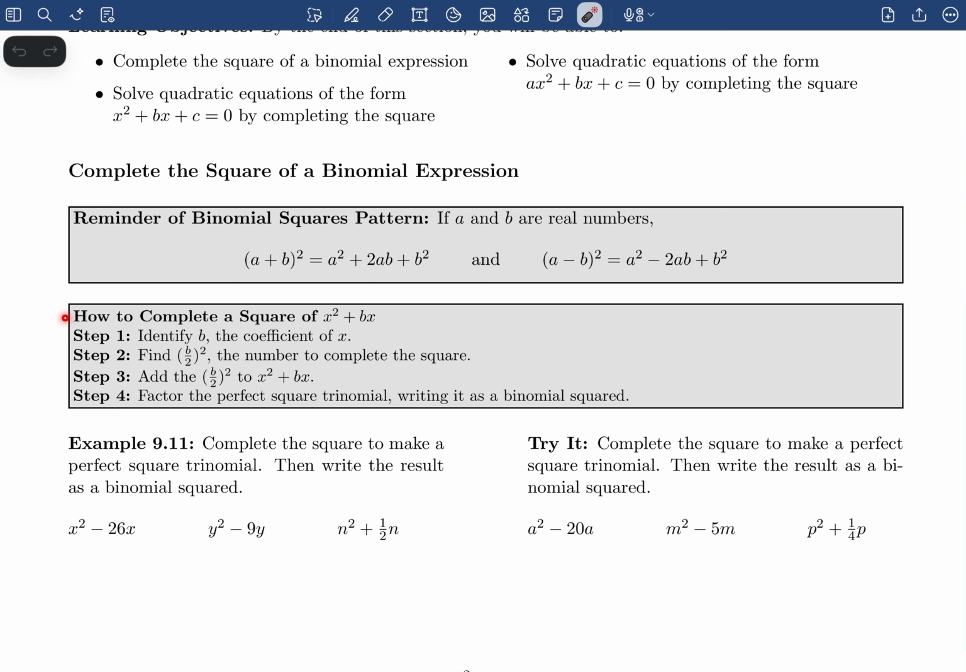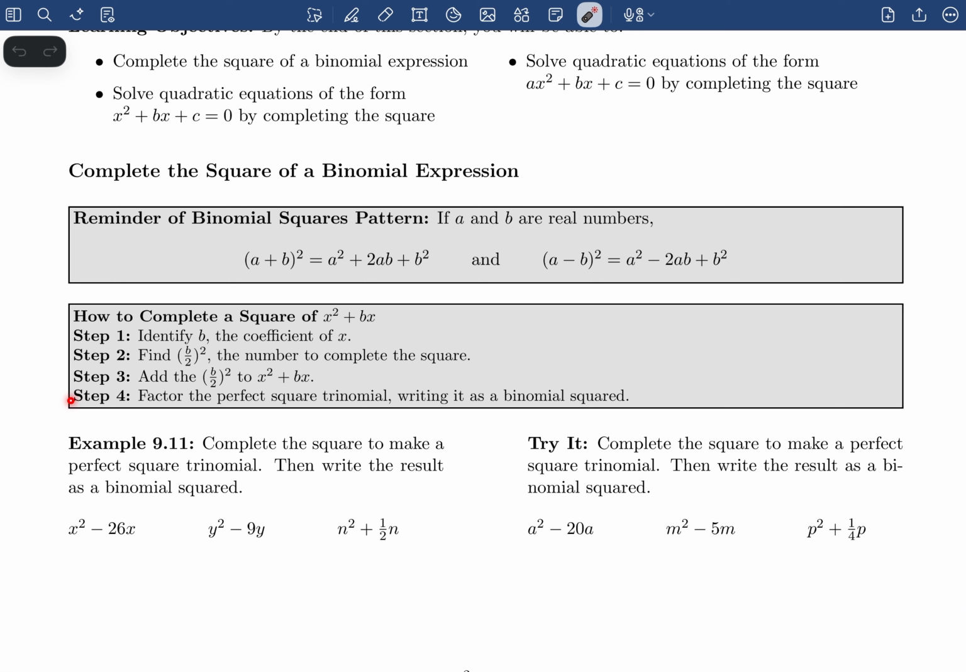So how do you complete the square of a quadratic that looks like this, x squared plus bx? Step one, identify b, the coefficient of the linear term x. We want to see if it's positive or negative, so look at the sign in front of it. Step two, find b divided by 2 squared, the number to complete the square. Step 3, add b divided by 2 squared to x squared plus bx. We'll just add it onto the end of that expression. And then step 4, factor the perfect square trinomial, writing it as a binomial squared.